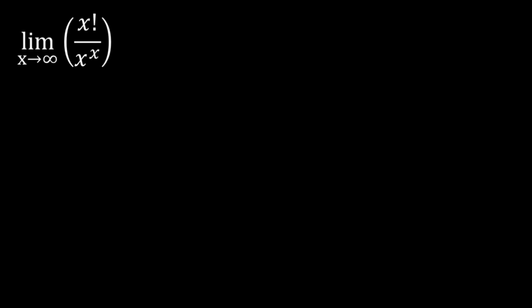Having this limit, that is the limit as x tends to infinity of x factorial all over x to the power x. How are we going to solve it? If you move by direct substitution of infinity, you are going to have infinity all over infinity, and this is undefined.